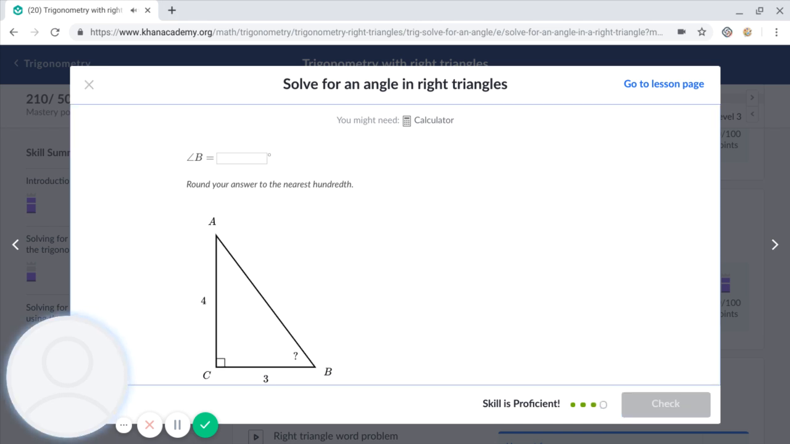All right, and opposite over adjacent again. So let's get on that. Okay, so 4 and we get 53.13.